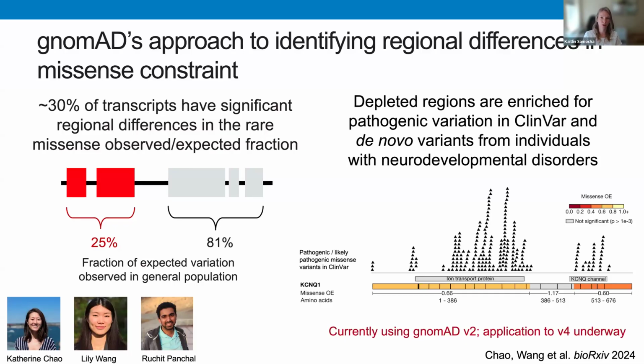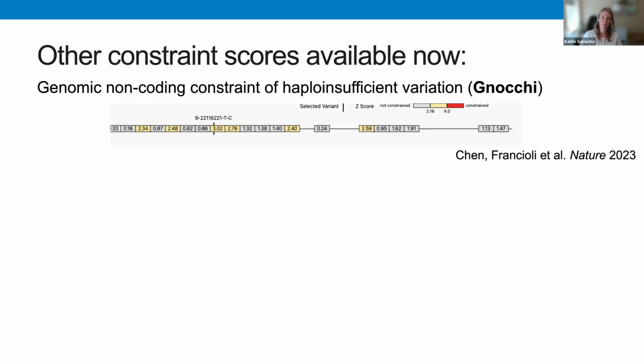This is currently available on gnomAD v2, which is 125,000 or so individuals. It's currently being applied to gnomAD v4, with a hope of being released later this year. We do also have a couple of other constraint metrics that I won't go into in too much detail in terms of time. Based on the 76,000 genomes, we have NCCI, or the genomic non-coding constraint of haploinsufficient variation. This is a z-score based on 1 kb windows around the non-coding regions, and this is, for example, a visual of the score, so you can see that on the browser.